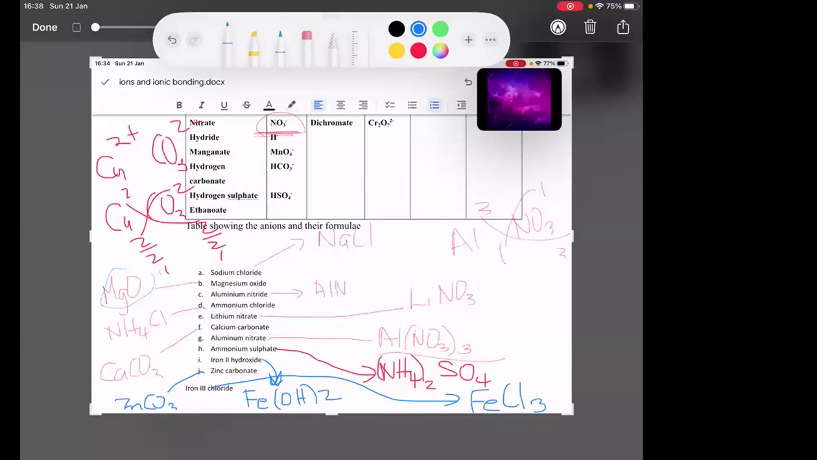Wait, miss, question. For the carbonate, isn't it CO3 2 minus? So for the calcium carbonate, you have CaCO2. No, CaCO3. Sorry, it's a 3.